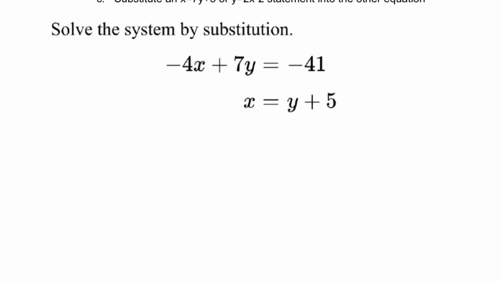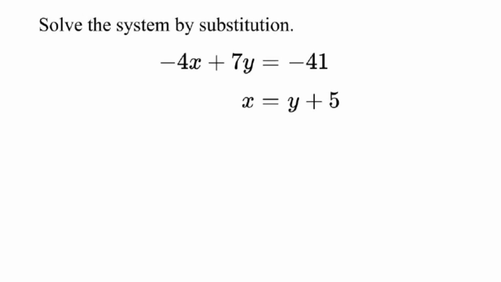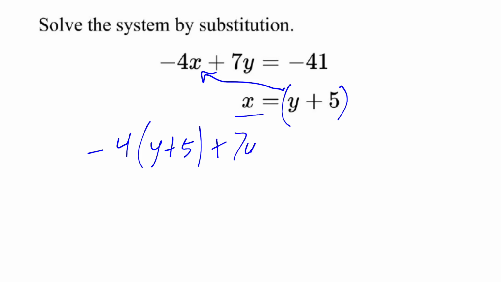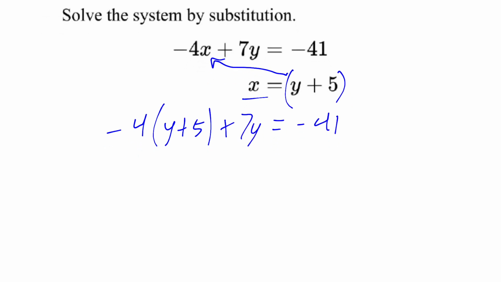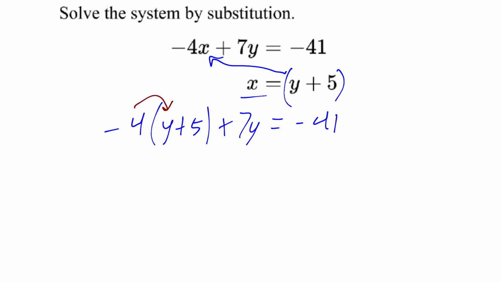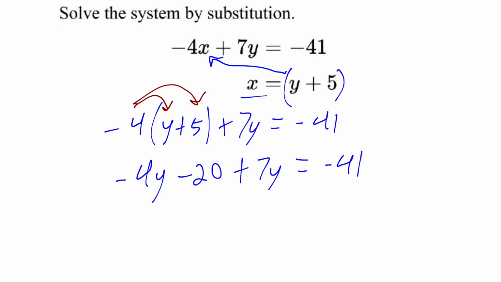The final type of substitution problem is when we are plugging in an entire expression. So we start here with x is equal to something, and we replace that in the other equation. So this becomes negative 4 times the quantity y plus 5 plus 7y is equal to negative 41. The first thing you have to do is distribute the negative 4 to each term inside of the parentheses.